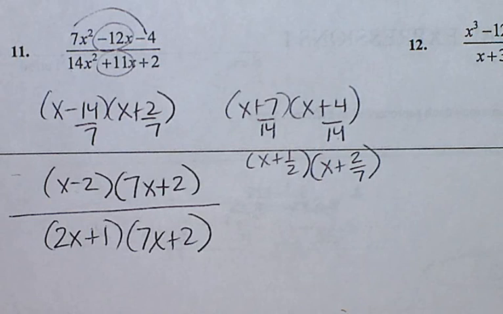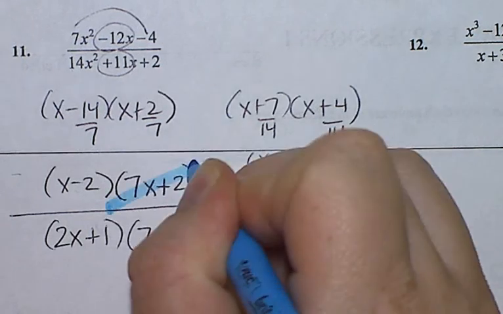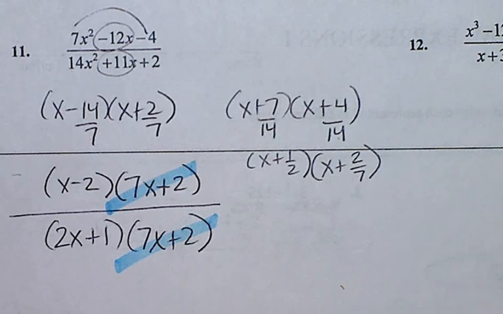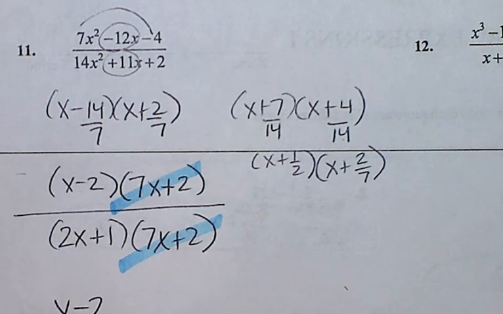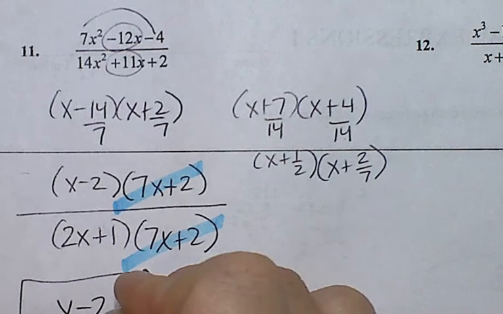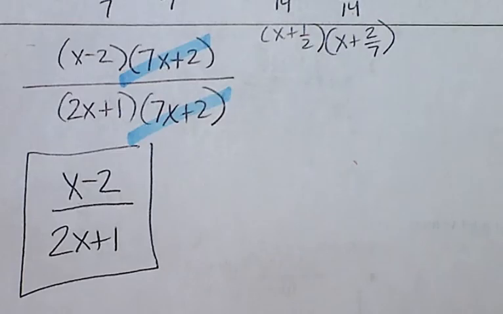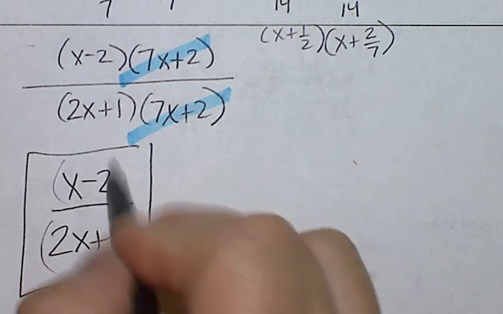I'm going to reduce by canceling out the 7x plus 2. And what I have remaining is the final answer for the simplified form. Now, how do you determine what the excluded value should be?